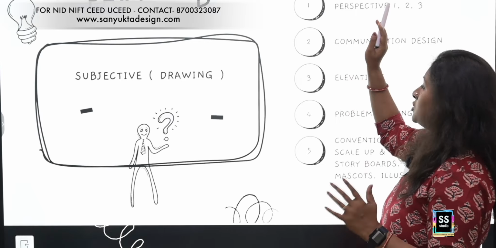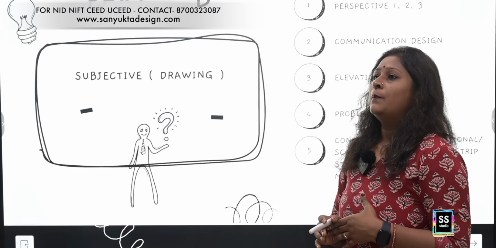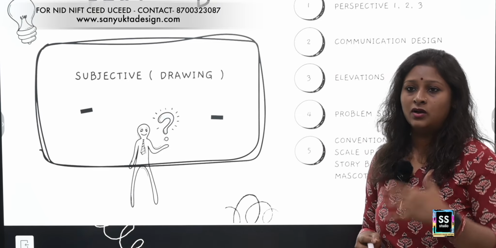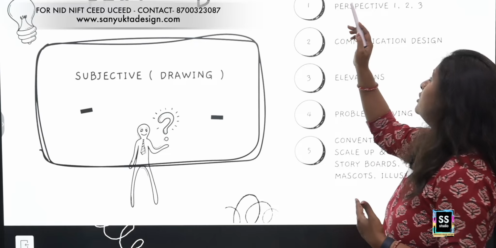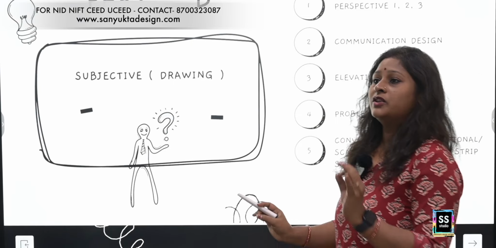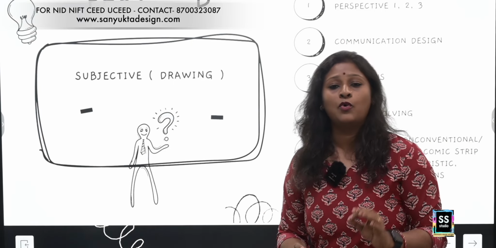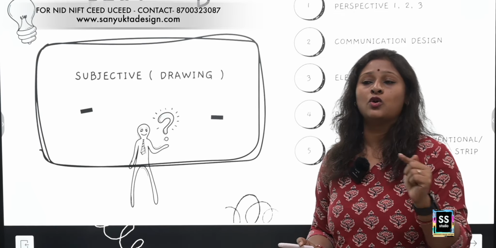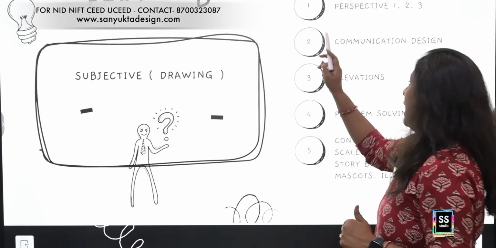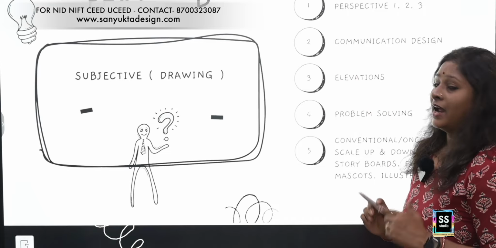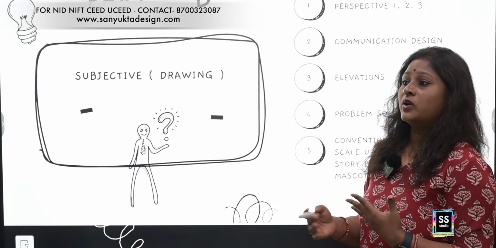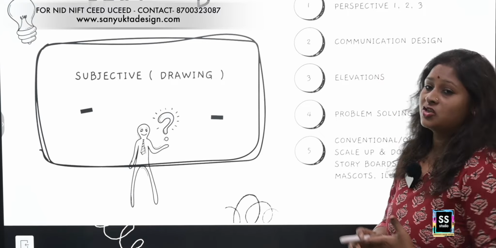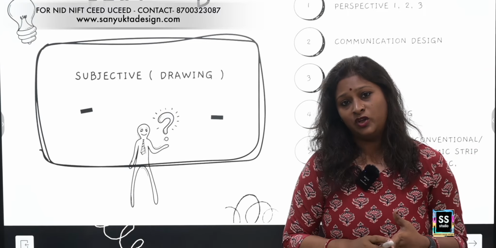So any question amongst all the 4 or 5, one question will be of perspective 1, 2 or 3. So you need to work upon perspective 1, 2 and 3. This year the question was of 3-point perspective, and the second category from which you are asked mostly is your communication design. Now what all comes under communication design?